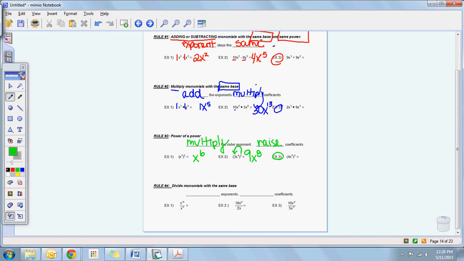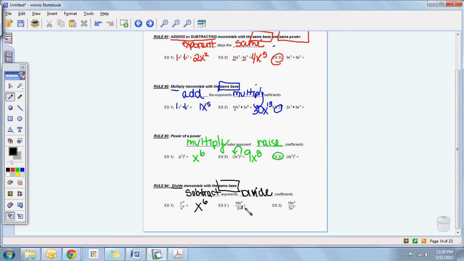We're going to be dividing monomials with the same base. Okay? What I do is I'm going to then subtract, when it's division, subtract those exponents and divide the coefficients. Divide. All right, now I have x to the 10th over x to the 4th, no coefficient, so I'm just going to subtract those powers and I would get x to the 6th. Easy as that.